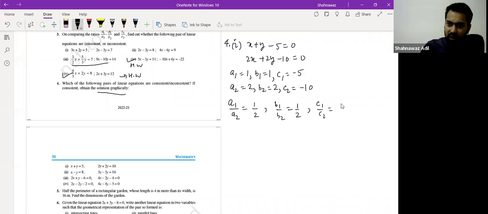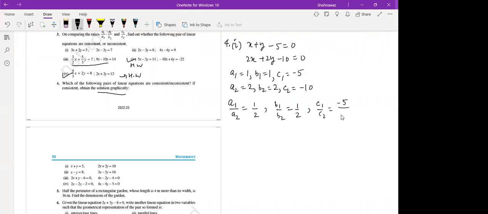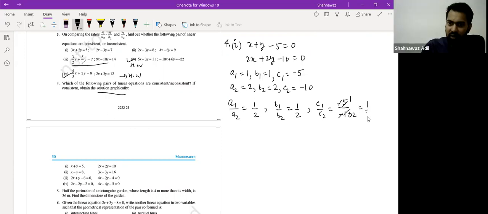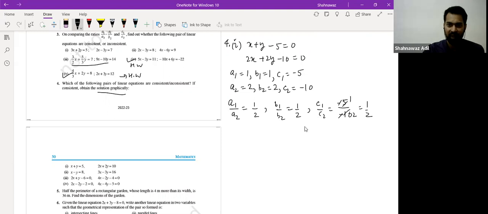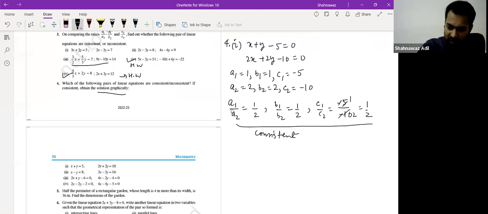C1 by C2 is -5 by -10, so this is again 1 by 2. So this has many solutions. These will coincide, right? Coincident lines. So this is consistent. Now we will solve it graphically.